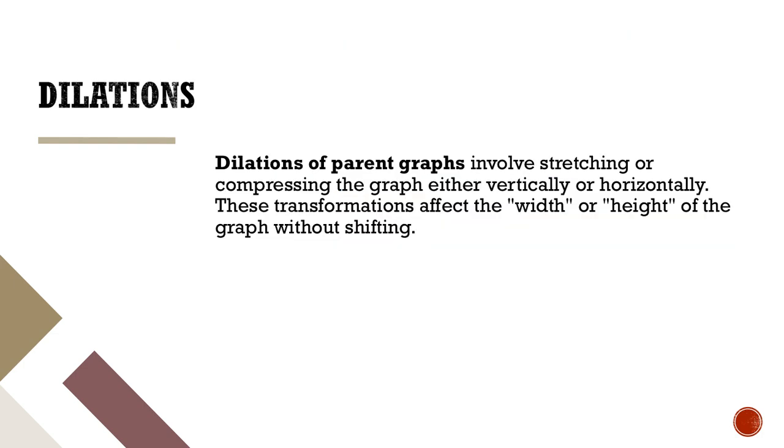So this leads into another type of transformation, which is called a dilation of a parent graph. This involves either the stretching or the compressing, or what we can say is the shrinking. So I like to say compressing is shrinking of a graph, either vertically or horizontally. These transformations affect the width or the height of the graph without actually shifting it. So we're not actually going to shift it left or right.